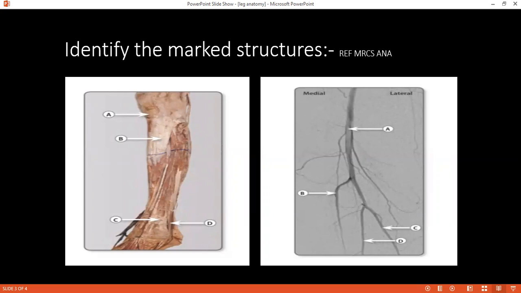Can you please tell me what is the nerve supply of the dorsum of the foot? Sensory supply is by the superficial peroneal nerve, except for the first web space, which is supplied by the deep fibular nerve. The lateral aspect is supplied by the sural nerve and the medial aspect by the saphenous nerve. Okay, good.